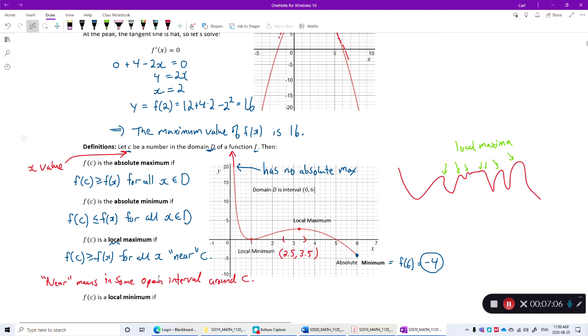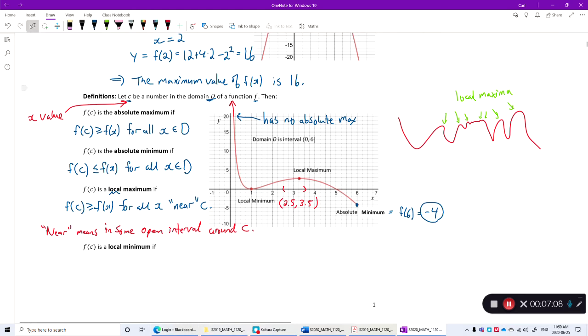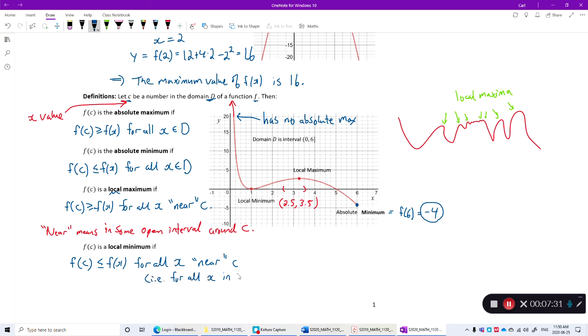Okay, so that's a bit of a tricky concept. f of c is a local minimum if f of c is less than f of x for all x near c, i.e. in some open interval. Let me write it down here. i.e. for all x in some interval (a, b) containing c.